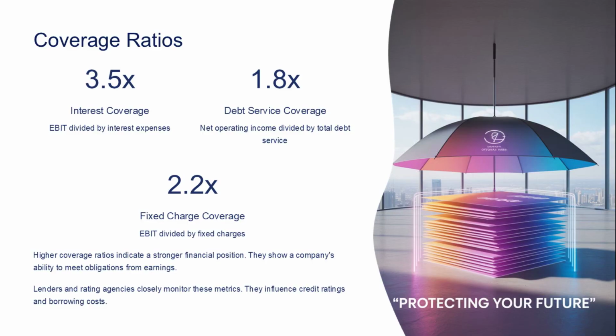Fixed charge coverage, EBIT divided by fixed charges. This looks at the company's ability to cover its fixed financing obligations. Higher coverage ratios generally indicate a stronger financial position. They demonstrate the company has sufficient earnings to service its debt and other fixed costs. Lenders and credit rating agencies closely monitor these metrics, as they influence a company's credit ratings and borrowing costs.